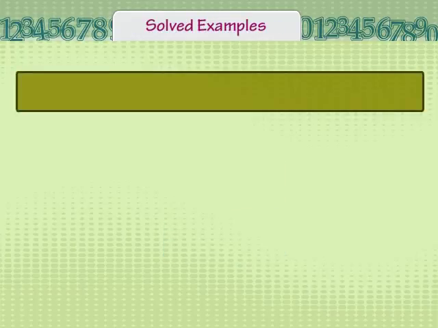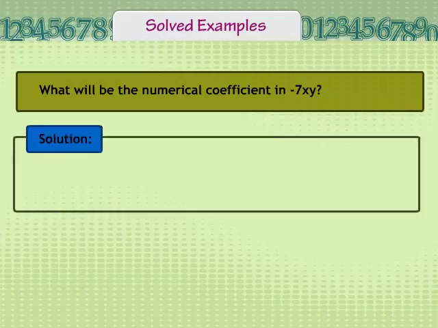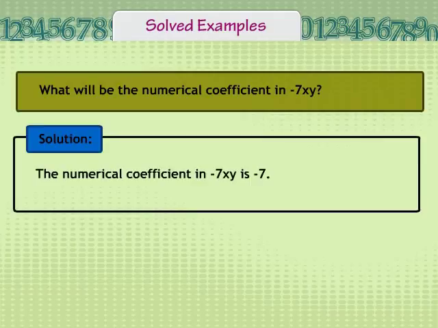Let us solve some examples. What will be the numerical coefficient in minus 7xy? Solution. We can see here that the coefficient of variables xy is minus 7. So the numerical coefficient in minus 7xy is minus 7.